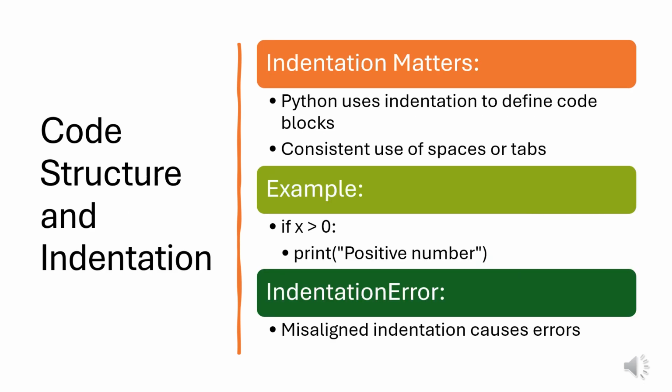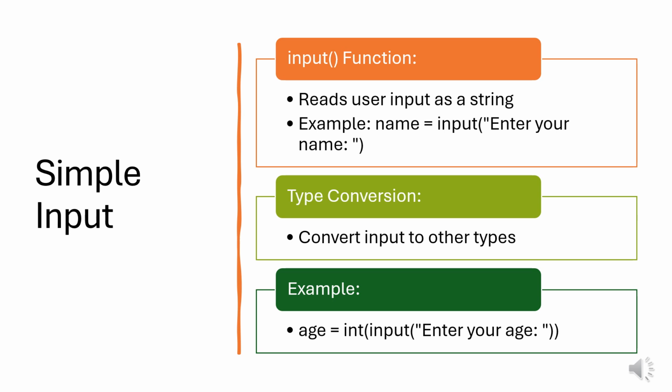Unlike many other languages, Python uses indentation to define blocks of code. This makes code visually clean but requires attention to detail. Indentation must be consistent, otherwise you'll encounter an indentation error. To get user input, use the input function. It reads input as a string. If you need another data type, like an integer, you have to convert it using functions like int or float.